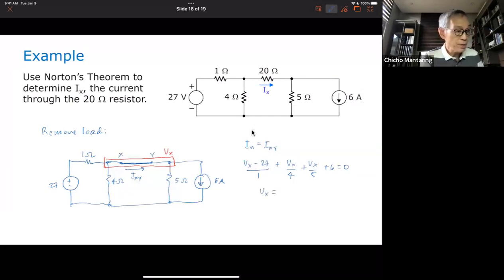I can compute for Vx, and Vx is going to give me 14.48 volts. I already have it somewhere here. Okay, but what I'm interested in is IXY. So if I know Vx, how do I compute for IXY?